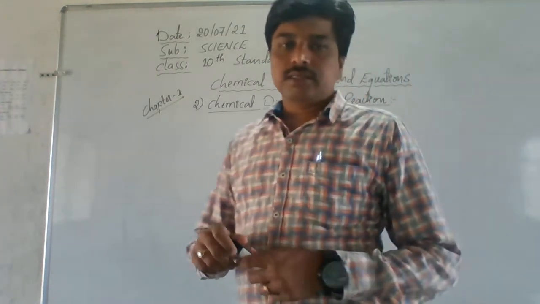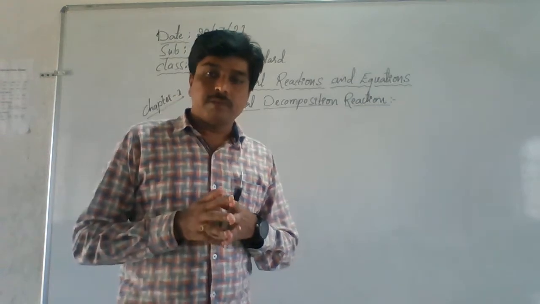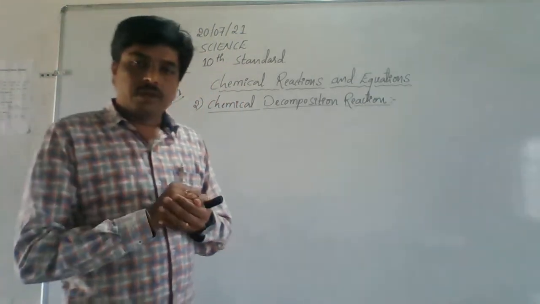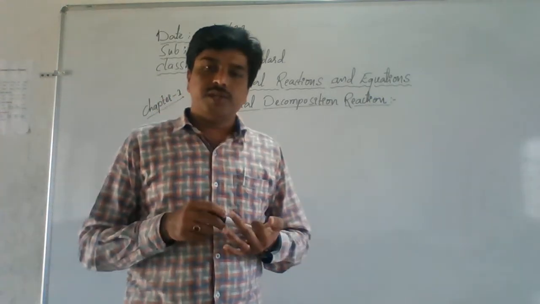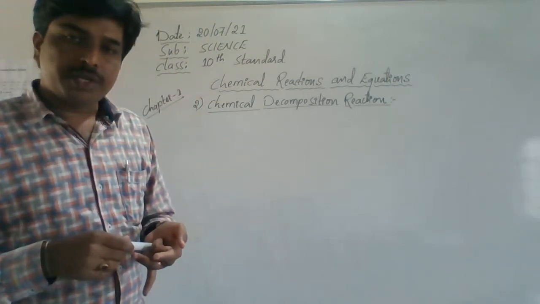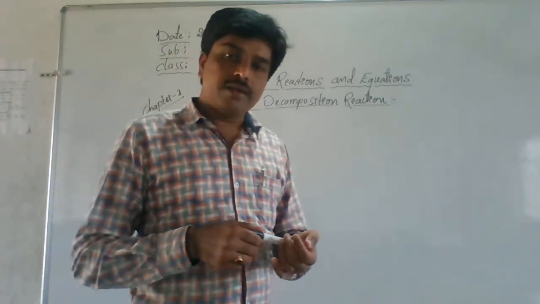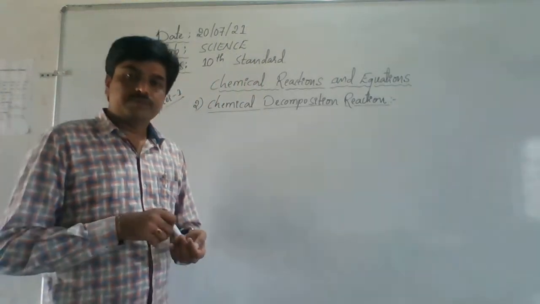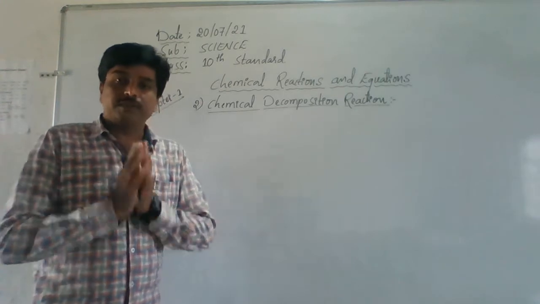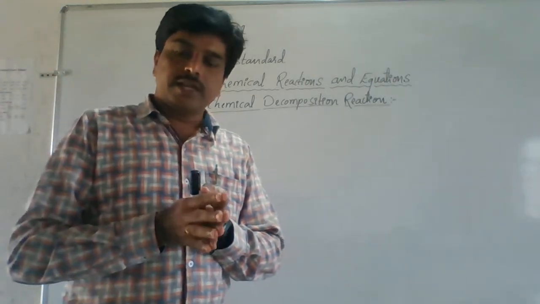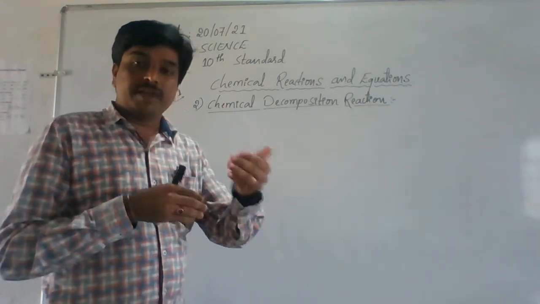Okay, so already in our last class, we had been learning in this chapter the main types of chemical reactions. Remember how many are there in total? Four kinds of chemical reactions are there: chemical combination reaction, chemical decomposition reaction, displacement reaction, and double displacement reaction or double decomposition reaction. Okay, so already we have learned clearly in the last class about the first main kind of chemical reaction, that is chemical combination reaction, and also about exothermic reaction.